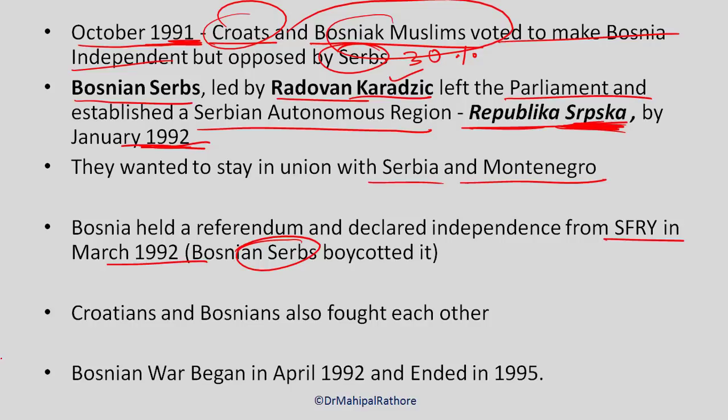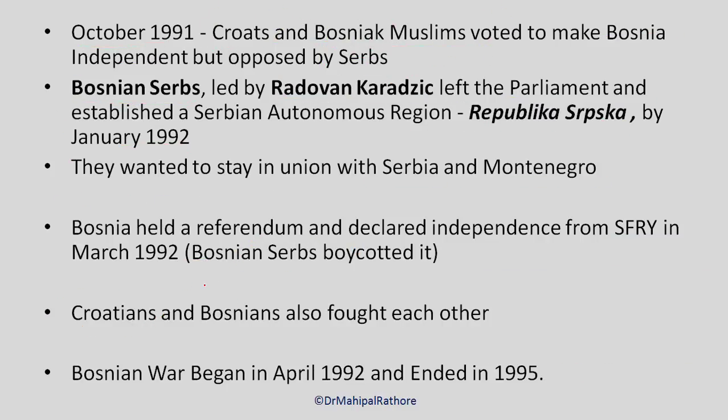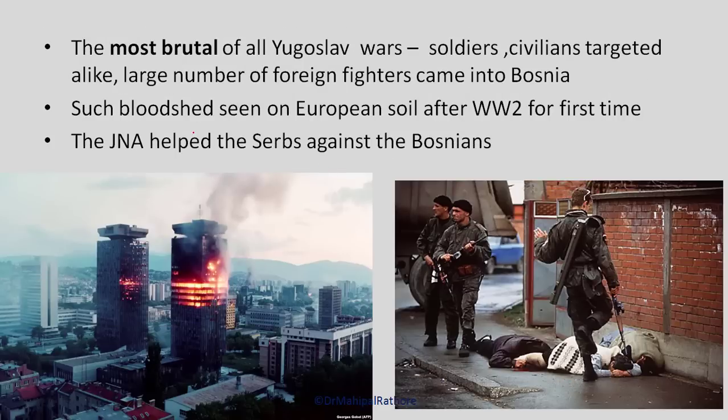But when fighting breaks out, the Croatians also start demanding their own country. They said, see, we are powerful here, we will form another country, or we will join with Croatia, something of that manner. But after fighting for some time among themselves, the Croatians and Bosniaks said, okay, let's not fight, we will stay together and we have to fight the Serbs as well. So this war began in April 1992 and ended in late 1995. For almost 4 years, this conflict went on. It was the most brutal of all the Yugoslav wars. Why? Because soldiers and civilians were targeted alike. There was no difference made between soldiers and civilians.